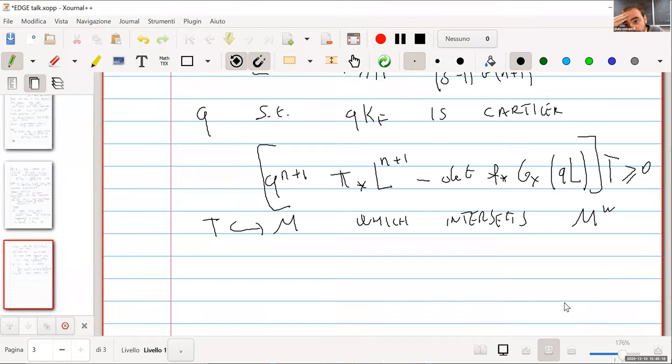If T is not in mu, so it's all outside mu, we might try to do something similar, but something similar is false. We might say something, I'll discuss it a bit later if I have time, but very, very little is true as far as I understand. Not anything satisfactory.